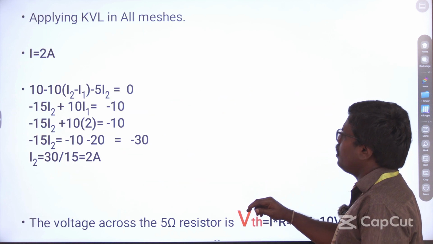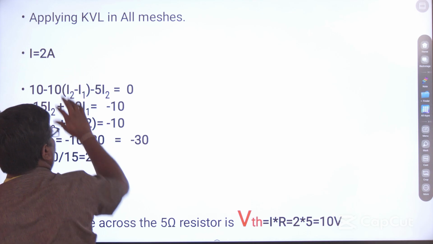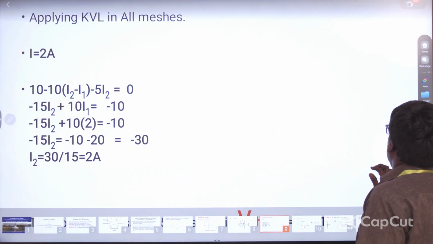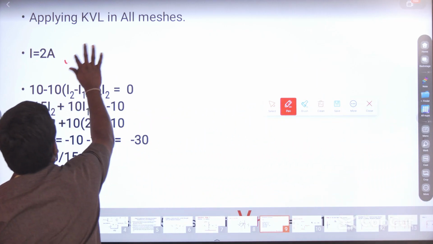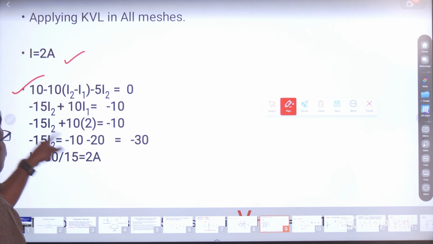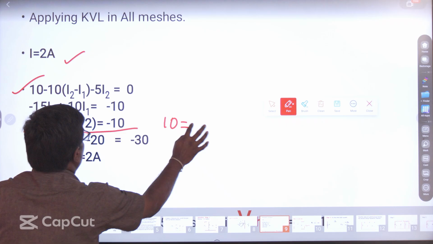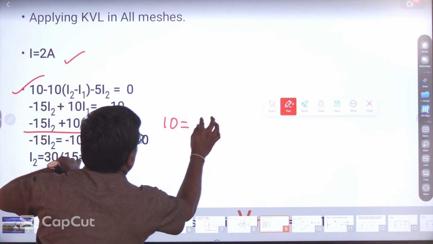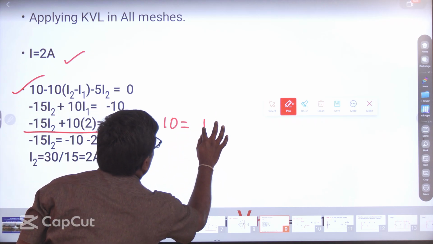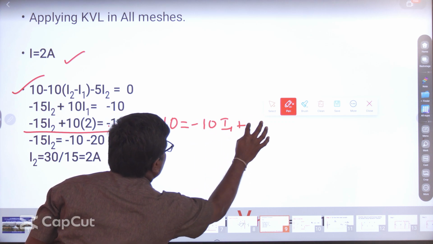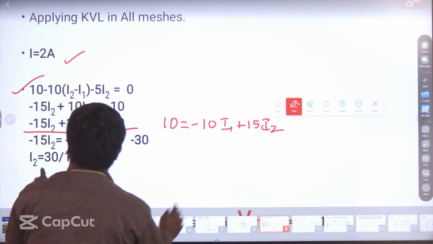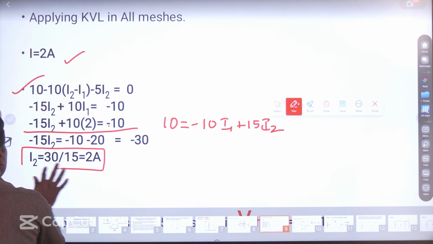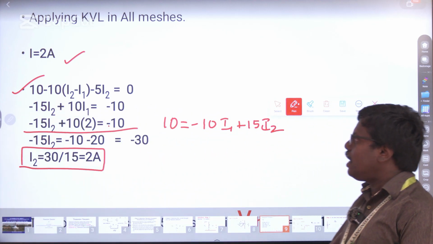Now let us go for the equation. Already they have given us I1 is equal to 2 amps. Now we have formed the equation: 10 is equal to minus 10 I1 plus 15 I2. There is a change in the order, nothing wrong in it, so it's also correct. Substituting 2 here and simplifying, we get I2 is equal to 2 amps. So now I have determined the current I2. Already I found I1.